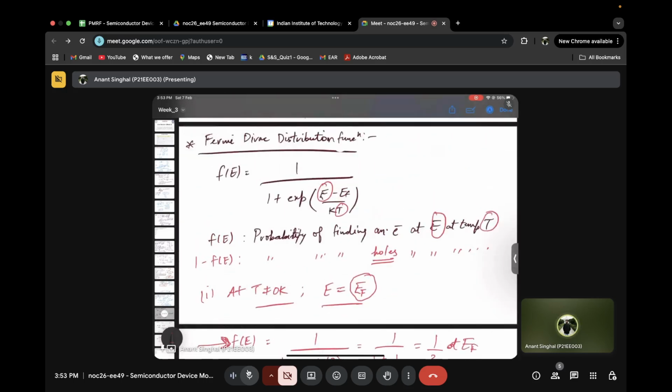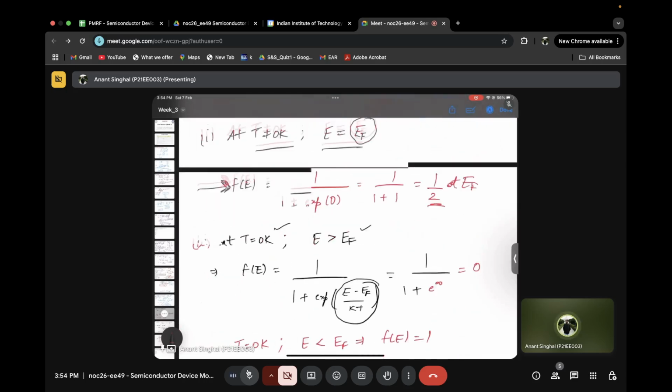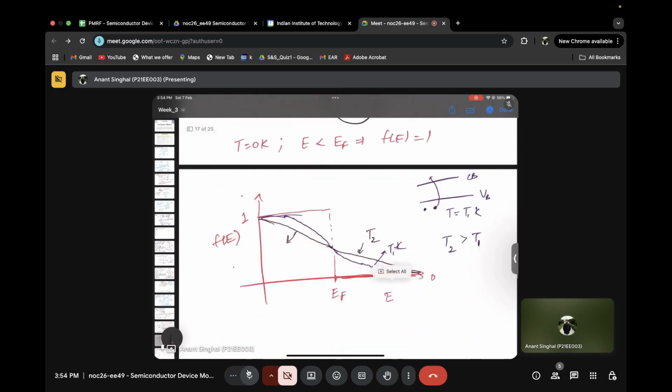Because this is very important. Everything will be derived using the Fermi-Dirac distribution function only. So you should be aware of this concept, and you should never forget this. That is why I'm emphasizing it again. Is there any doubt?